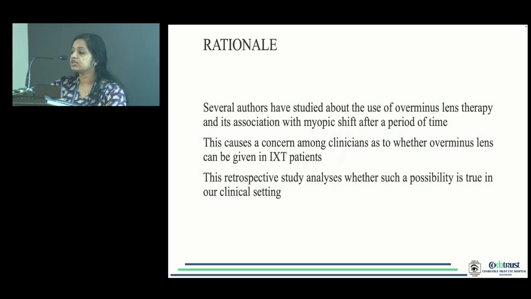Several authors have studied the use of over minus lens therapy and its association with myopic shift after a period of time. This causes concern among clinicians as to whether over minus lens can be given in intermittent exotropia. This retrospective study analyzes whether such a possibility is true in our clinical setting.